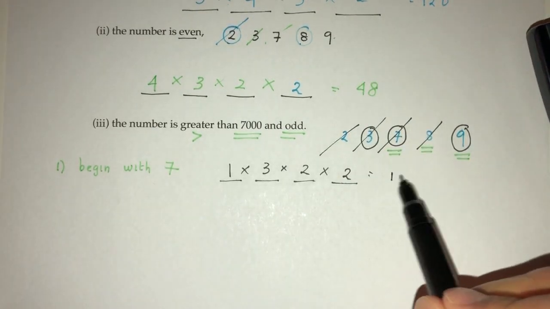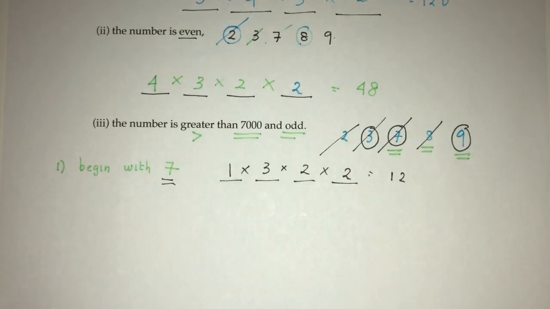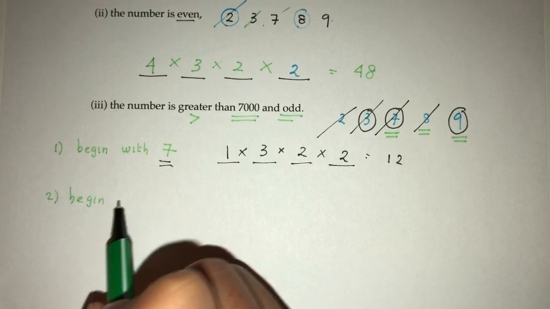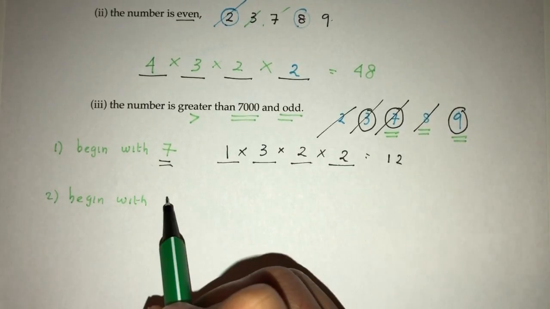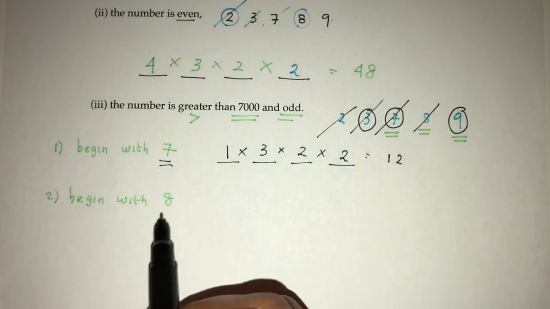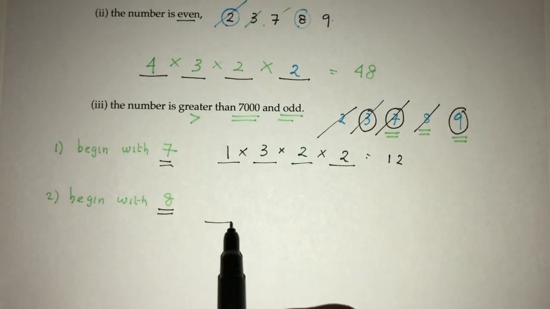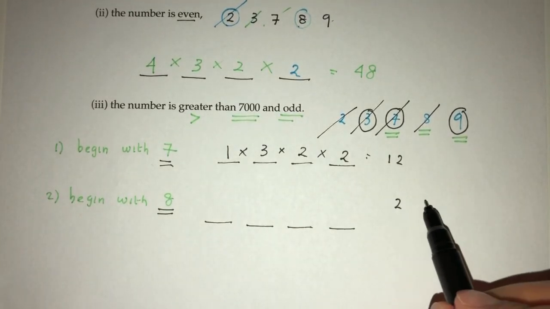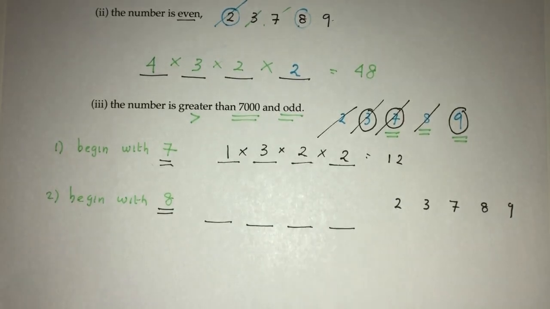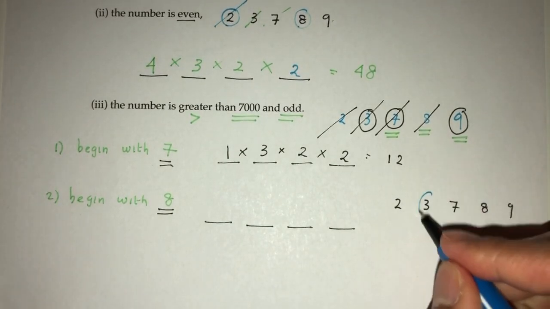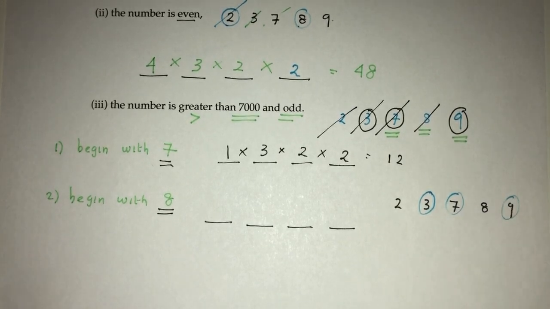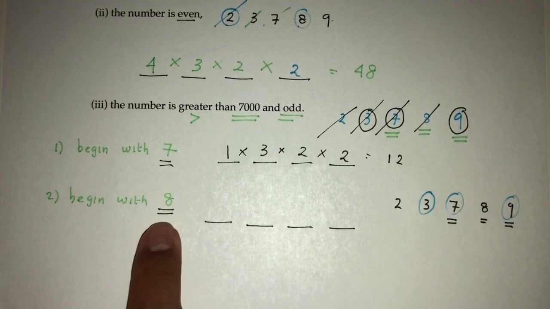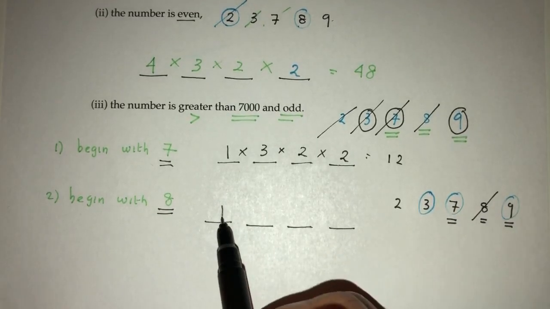That will be 12. That is for case number 1 when you begin with 7. Now case number 2, if you begin with the value of 8, you have 1 space here, 2, 3, 4. Same thing. So we have 2, 3, 7, 8, 9. This is odd, odd, odd. And we need to begin with these numbers so it can be more than 7,000. Begin with 8. We have only 1 8, so we have only one option.